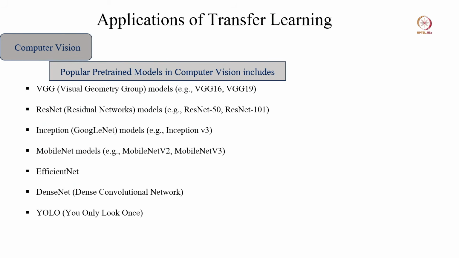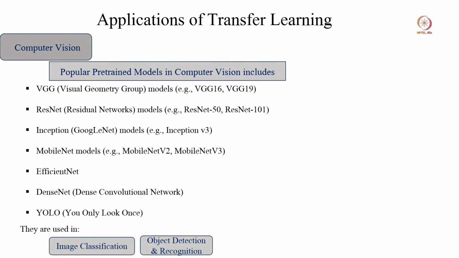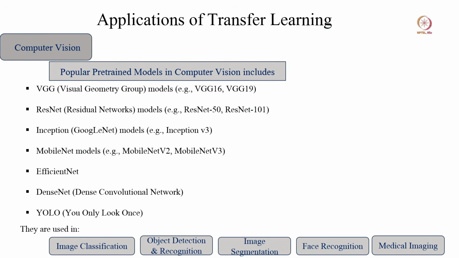And for which type of applications do we use these pre-trained models? They are used in image classification, object detection and recognition, image segmentation, face recognition. So, these are the applications of transfer learning. We also have medical imaging. These are the places where we have application of transfer learning.